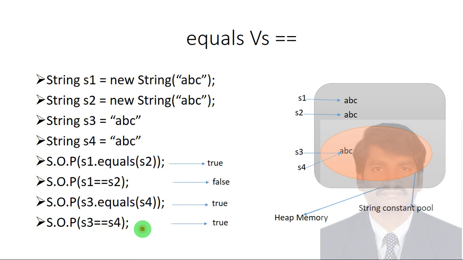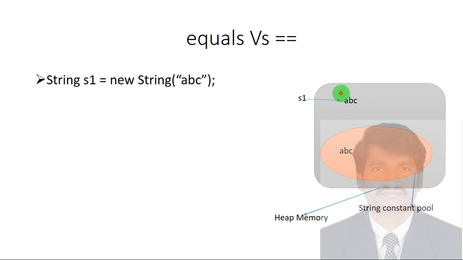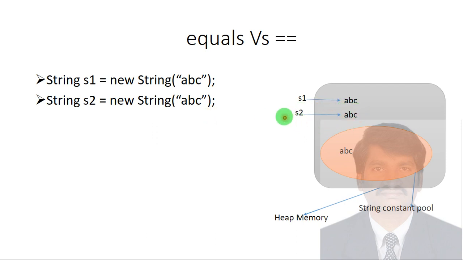Guys, let me repeat once again. Whenever you are trying to create the string object using the new keyword, it will create two objects, one in the string constant pool, another one in heap memory. And s1 will point to the object which got created in heap memory. So when you create another object with the same content, yes, it will create a new object in heap memory. It will not check whether the object is present with this content in heap memory or not. It will just go ahead and create the object.